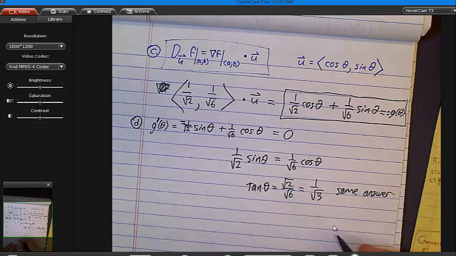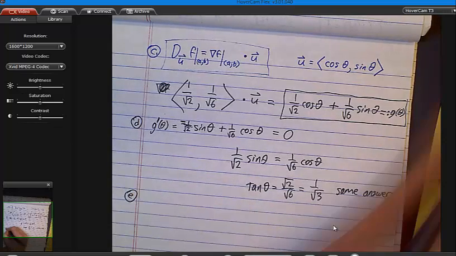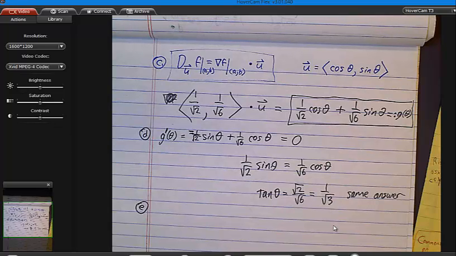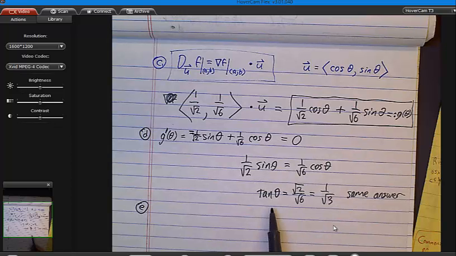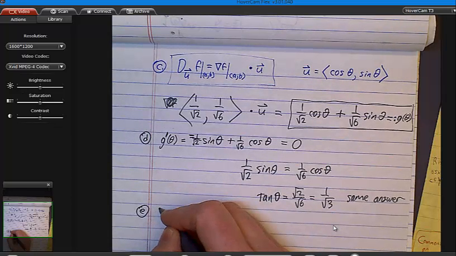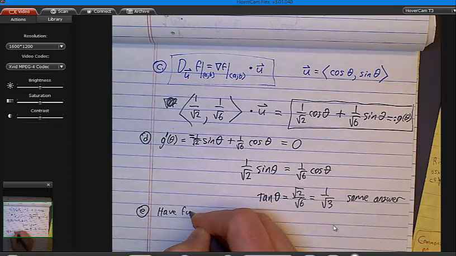E. Verify that the value of theta that maximizes g, we did that. Verify that the maximum value of g equals the magnitude of the gradient. Okay, so they want you to plug in. Have fun. That's easy.